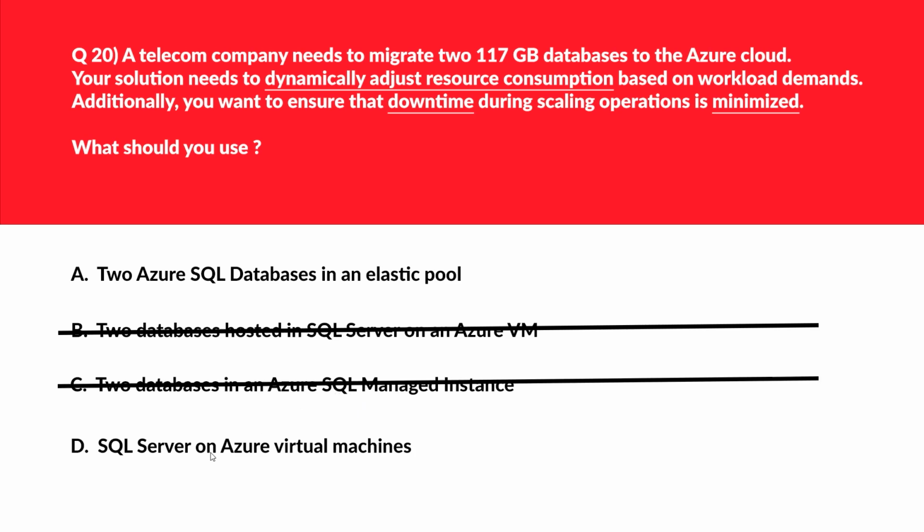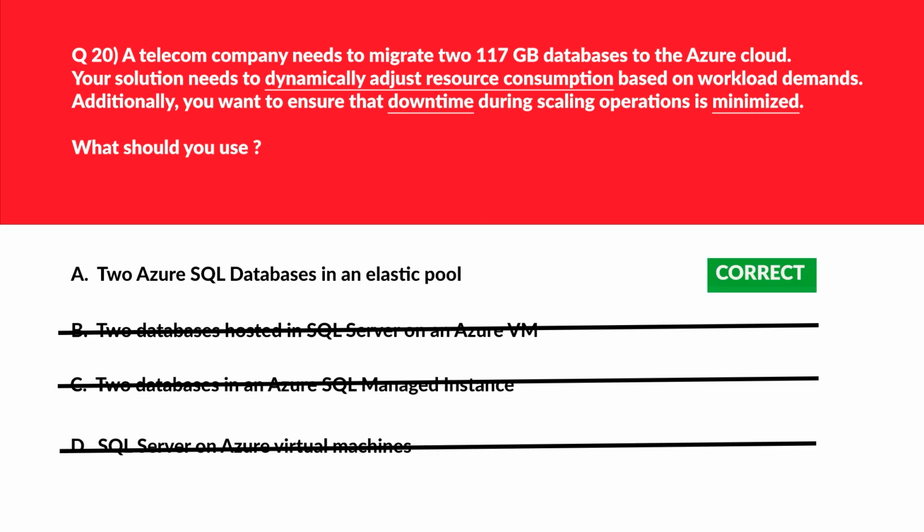Now let's go to D. D says SQL Server on Azure virtual machines. Two single Azure SQL databases will require separate scaling for each database, which may result in more administrative effort and downtime. Therefore, we will eliminate D and we will lock option A as the right answer.